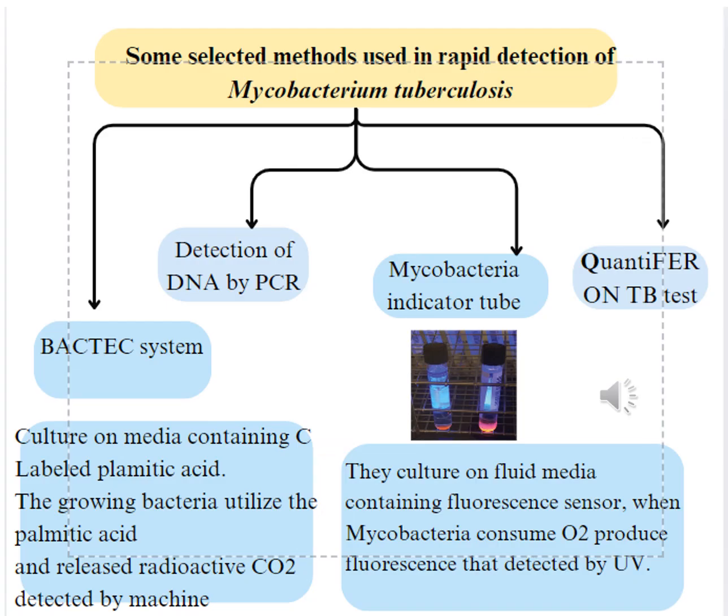Rapid diagnosis can be done by detection of DNA in the patient's specimens by PCR, and by the QuantiFERON TB test. It depends on measuring the interferon gamma released when the blood of a tuberculosis patient or latent infection is mixed with specific proteins derived from tubercle bacilli such as ESAT6 or CFP. The BACTEC system demonstrates culture on media containing carbon-14 labeled palmitic acid. The growing bacteria utilize the palmitic acid and release radioactive CO2, detected by the machine.